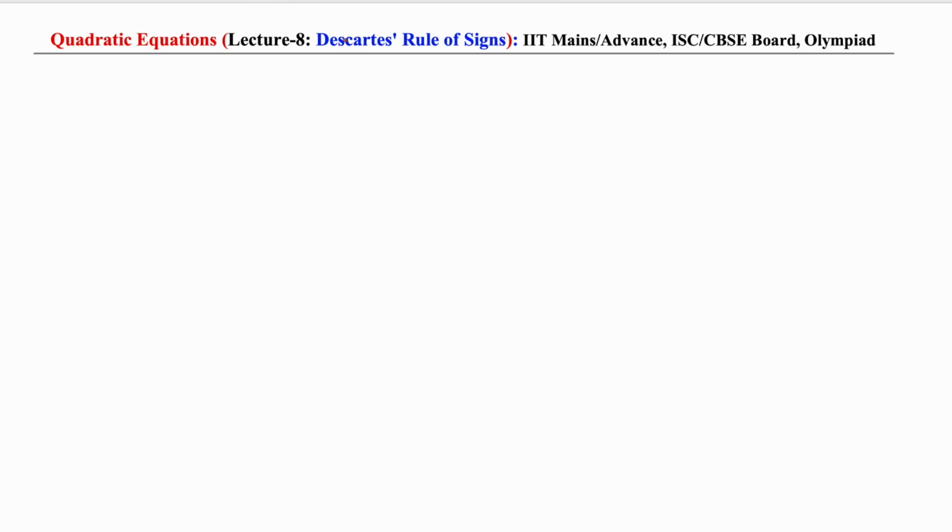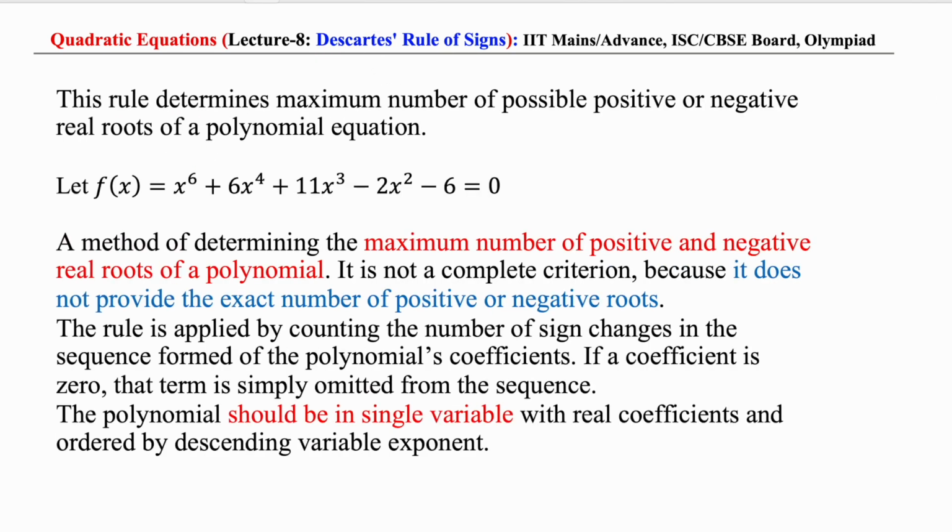In this video, we are going to learn Descartes' rule of signs. This is a method to determine the maximum number of roots of an equation. Suppose an equation is given, then we have to find the maximum number of possible real roots of that equation. So let's begin. What does this rule tell about?